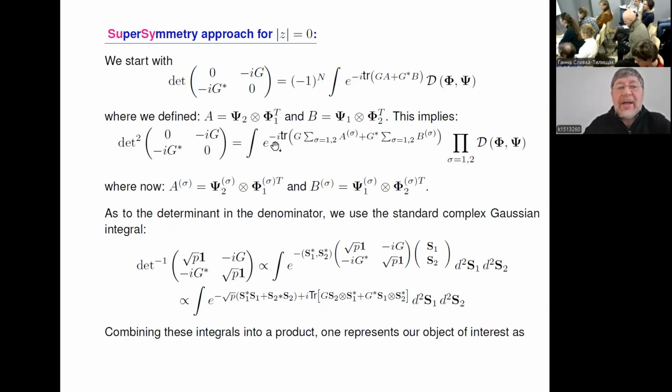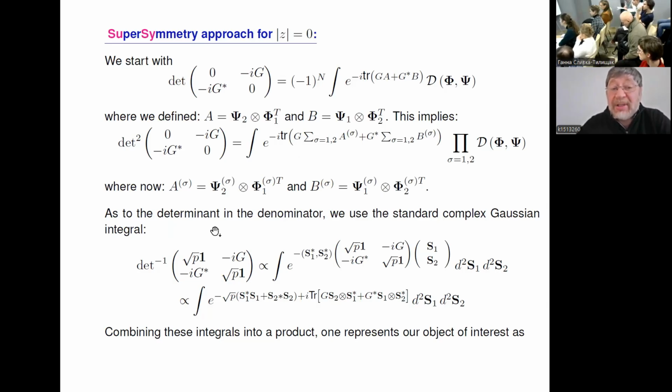And again, it can be conveniently represented as a trace of G times some matrices. But now these matrices will be sums of these tensor products, which makes them higher rank. And therefore, we may expect that there will be more involved objects appearing after averaging.